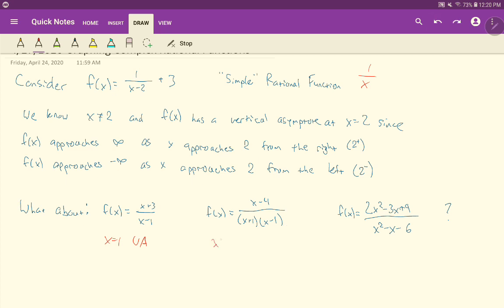Okay, for this function right here, what x values would cause us problems? Well, it's going to be x equals negative 1 and x equals 1. And we would say both of those are vertical asymptotes. This one I'll go ahead and graph for us. You can also see here, this is an example of a complex function that we will be graphing because it's got 2 vertical asymptotes.